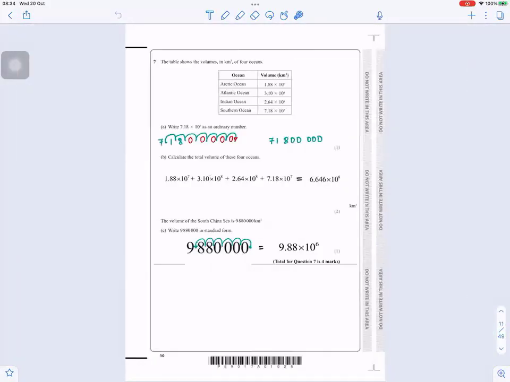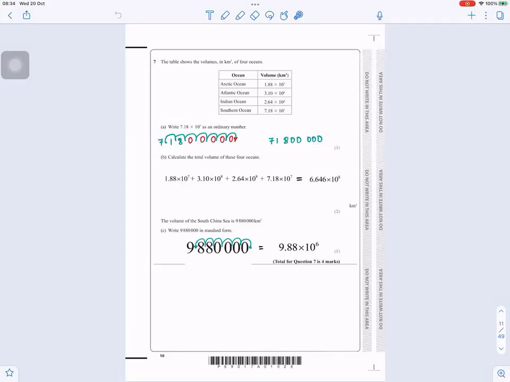Question number 7. The table shows the volumes in kilometers cubed of 4 oceans. Write 7.18 times 10 to the 7 as an ordinary number. 10 to the power 7, so you count 1, 2, 3, 4, 5, 6, 7. So it's 71,800,000.